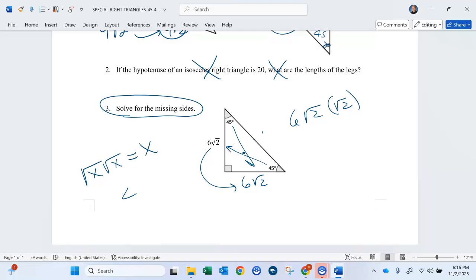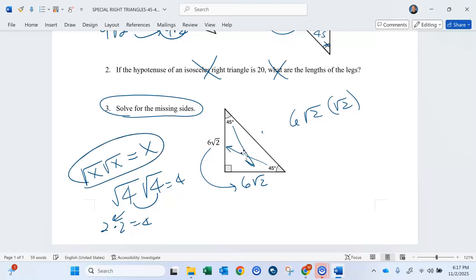Let me give you an example. What is the root of 4? It's 2, right? Well, what's root 4 times root 4? What's 2 times 2? It is equal to 4, right? So that's the principle right here.